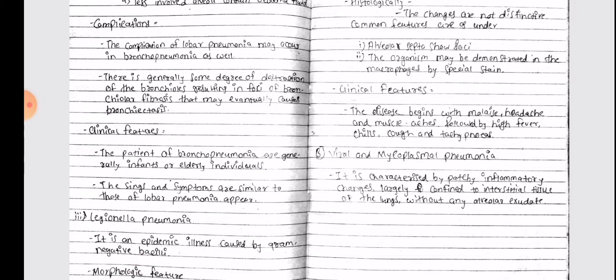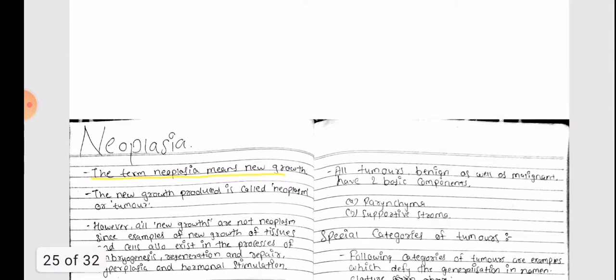Viral and mycoplasmal pneumonia. It is characterized by patchy inflammatory changes largely confined to interstitial tissue of the lungs without any alveolar exudate.